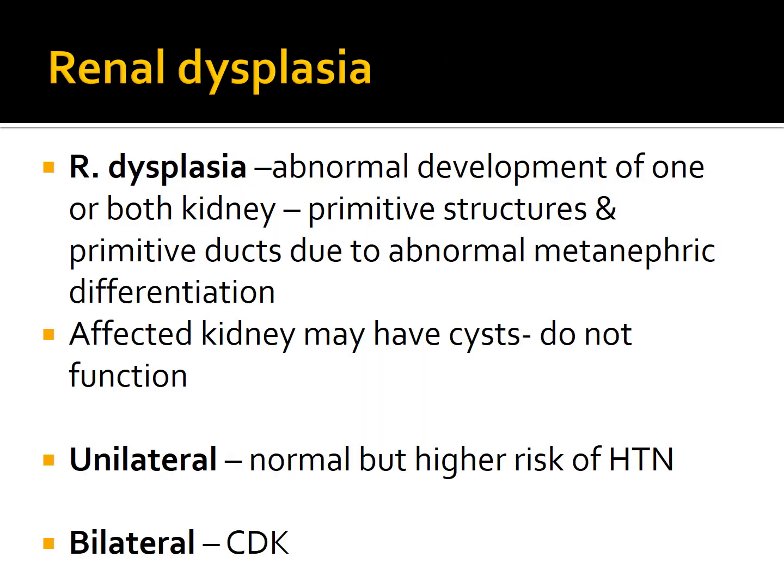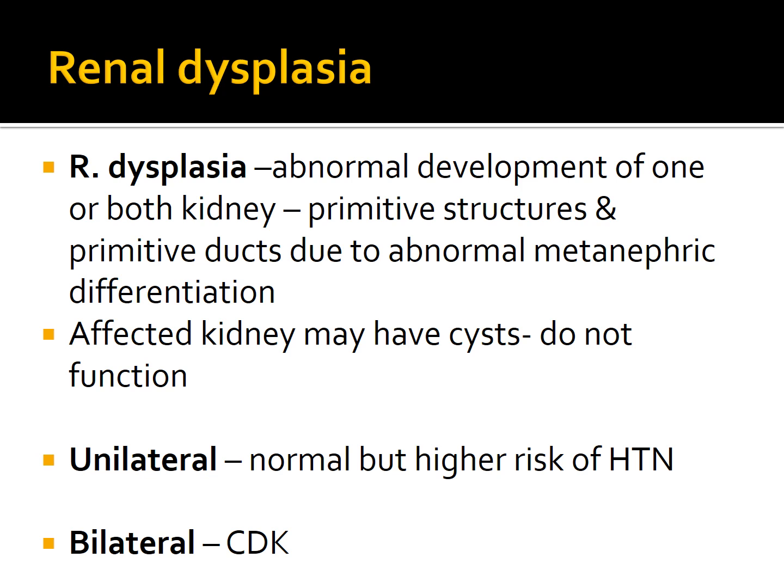Renal dysplasia. This is abnormal development of one or both kidneys. Because of the abnormal metanephric differentiation, the structures remain primitive. So there are primitive ducts leading to formation of cysts. The affected kidney will have many cysts. So wherever there are cysts, the kidney does not function properly. This can be unilateral, this can be bilateral.